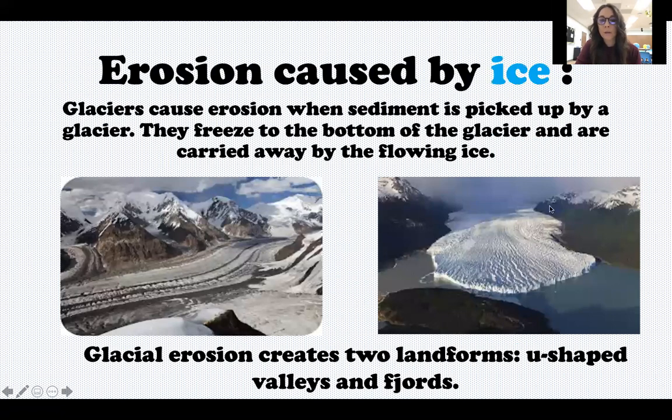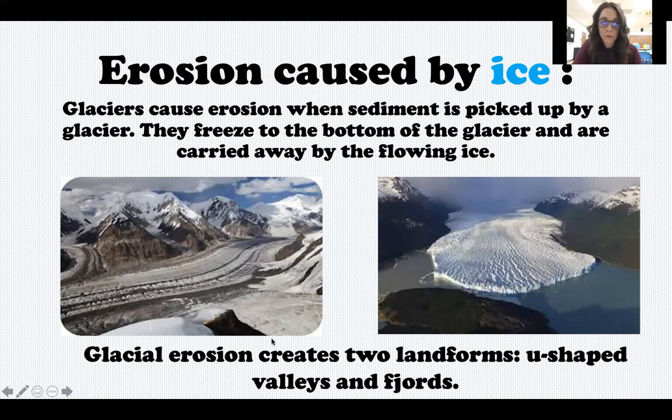So erosion is caused by ice when sediment is picked up by a glacier. They freeze to the bottom of the glacier and are carried away by the flowing ice. Here are some pictures of the glaciers moving across the land. And in our experiment today, you're going to see this happening. You're going to see sediment stick to the bottom of the glacier and get carried away with it.